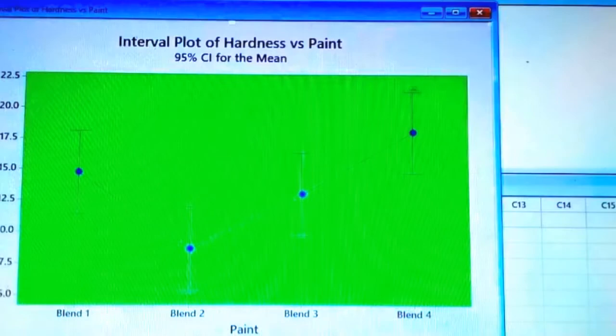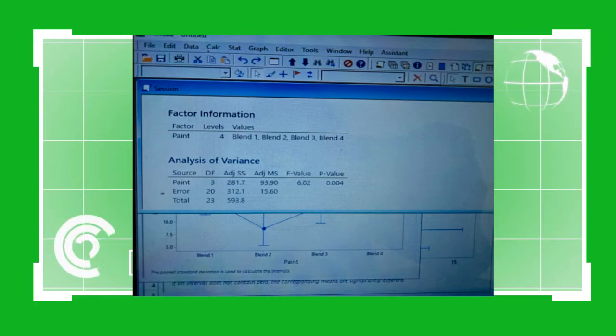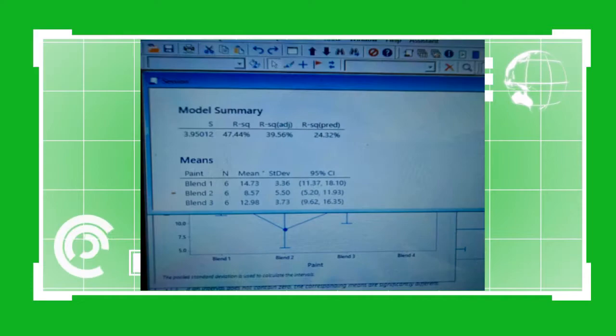Based on the collected data, we have seen that the differences between some of the means are statistically significant. It is because the p-value that we came up with is 0.004, which is lesser than the level of significance. Therefore, in this problem, we reject the null hypothesis. This means that the four kinds of paint blends have their own averages which are different from each other, and which clearly show in the graph.